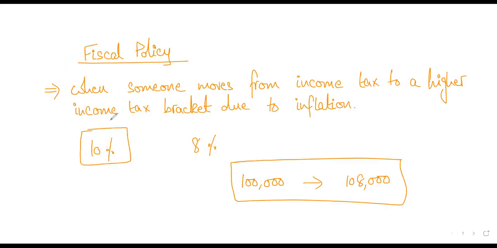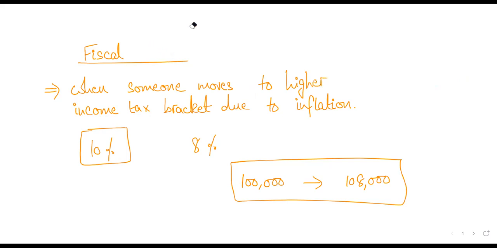So long story short, what is fiscal drag? Fiscal drag is when someone moves from a lower to a higher income tax bracket due to inflation. Sorry about that. Moves to a higher income tax bracket due to inflation is known as fiscal drag, right? Sorry, what am I doing today? Is it making sense? Right? Isha, is this clear?